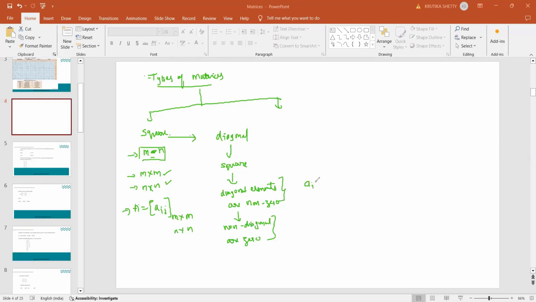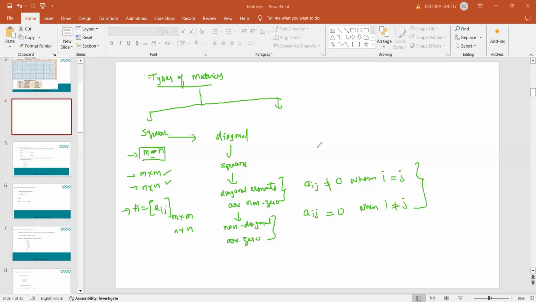See, we know an element is indicated by aij. So aij are non-zero, meaning they are not equal to 0, when, for diagonal elements, the condition is i equal to j. And aij, the element, will be equal to 0 when the elements are non-diagonal. So non-diagonal elements are what? i is not equal to j. Okay, this condition is very important.